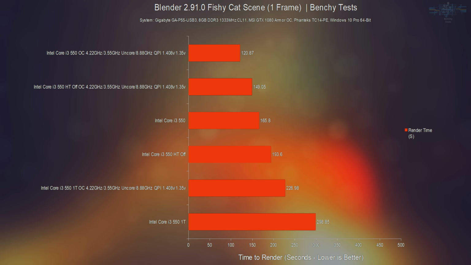Non-hyperthreaded score is now 149.05 seconds, which is 10.1% up on the stock i3 550 with hyperthreading enabled. This 149 second run though is 23.31% down on the overclocked hyperthreaded score, but it is 23.01% up on the run that the non-hyperthreaded i3 550 managed at stock. Single-threaded performance sees a pretty decent drop in time to render, down from 298.85 seconds to 226.98 seconds. This is 24.05% faster than it managed to render the frame at stock, but compared to the overclocked dual-core hyperthreaded score, this is 87.79% slower.